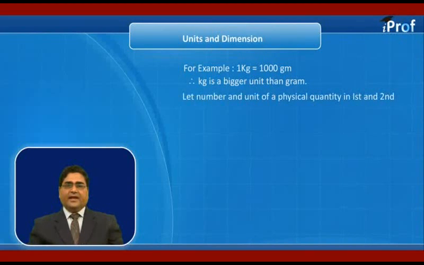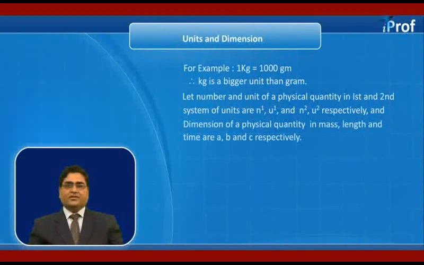Let number and unit of a physical quantity in first and second system of units be n1 u1 and n2 u2 respectively, and dimensions of a physical quantity in mass, length and time are a, b, c respectively. So Q equal to M^a L^b T^c.